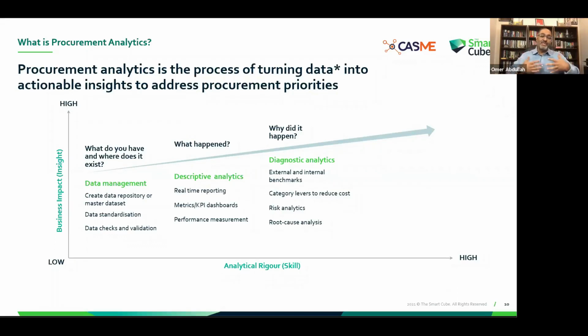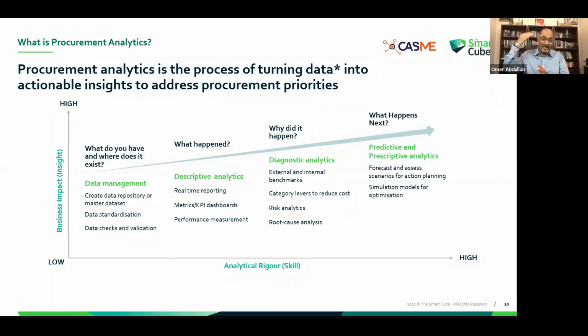And this is interesting because here we can apply external and internal benchmarks. We can look at levers within the category to reduce costs by looking at the data itself and how it's spread across geographies or other frames of reference, if you will. We can look at risk analytics. We can do root cause analysis and really understand not just what happened and what the data is telling us, but why it is happening that way. And then the fourth and most progressive level is being able to use that data to define what happens next. And that is the realm of predictive and prescriptive analytics, which is forecasting and assessing different scenarios for action planning, building simulation models for optimization, and more. And we'll talk about a few examples in some of these areas.